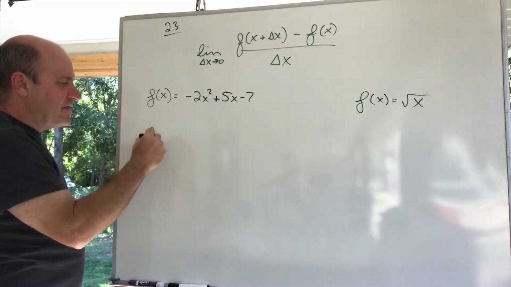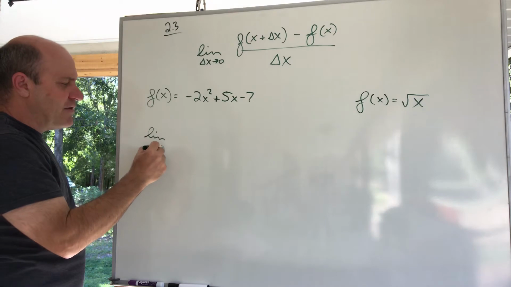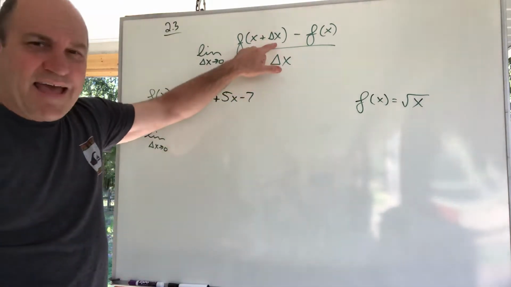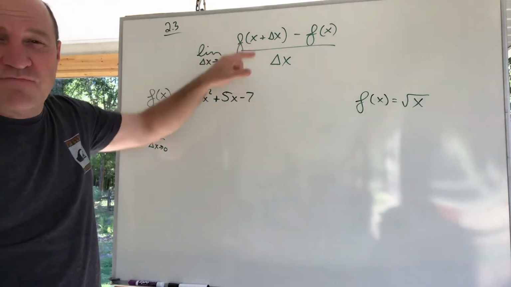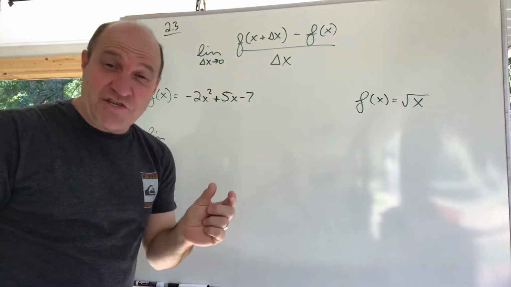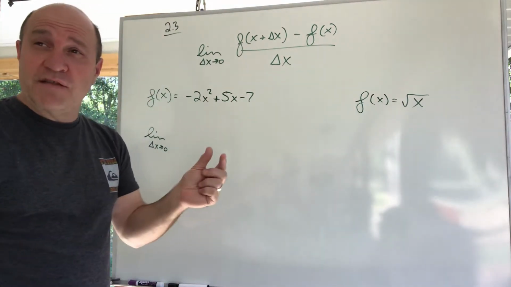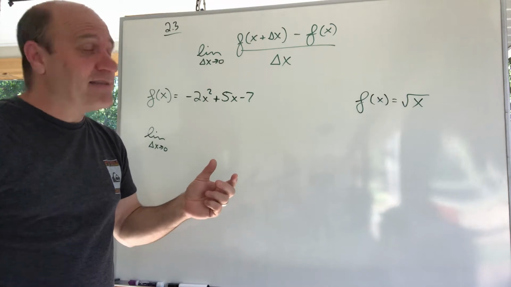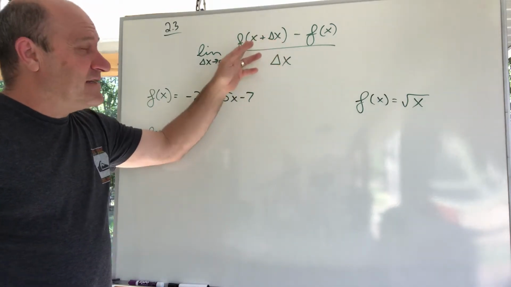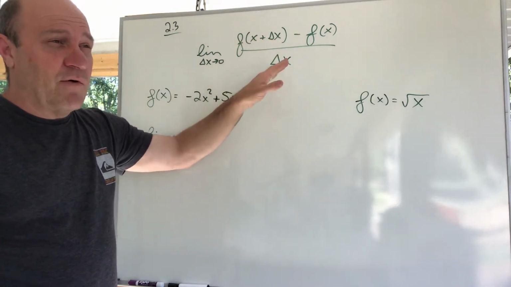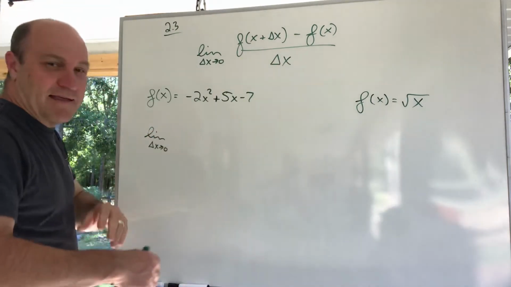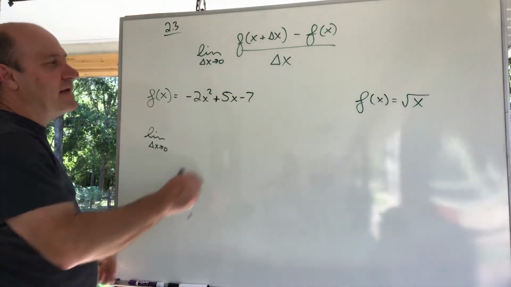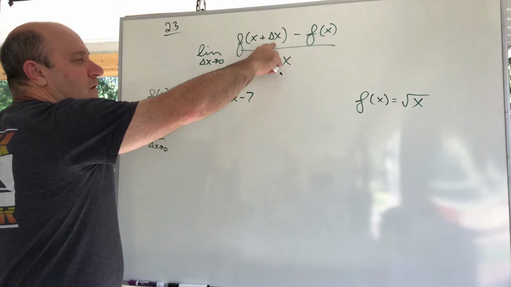So here I go. I'm going to write down the limit as delta x goes to 0. By the way, treat delta x as a separate variable than x. In fact, a lot of students like to use the letter h. Maybe you remember that. Maybe somebody taught you to do that. I'm going to use delta x, but it's not an x. It's a separate variable. It's a different letter. It's a different quantity.